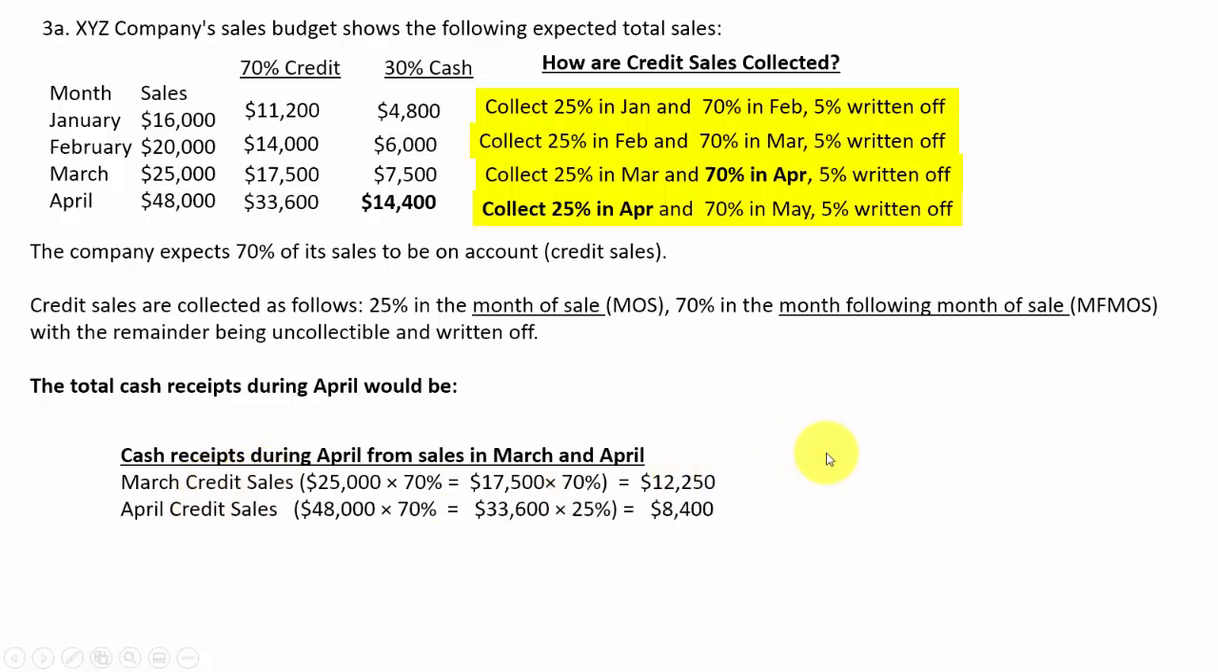For April, we take the total sales for April times 70% on credit, which means we'll have $33,600 worth of credit sales, and 25% of those will be collected in the month of April. So that gives us $8,400. And then we've got these April sales that are cash. They'll all be collected in cash in the month of April. That gives us a total for those three cash flows of $35,050. And that's the answer we're looking for.